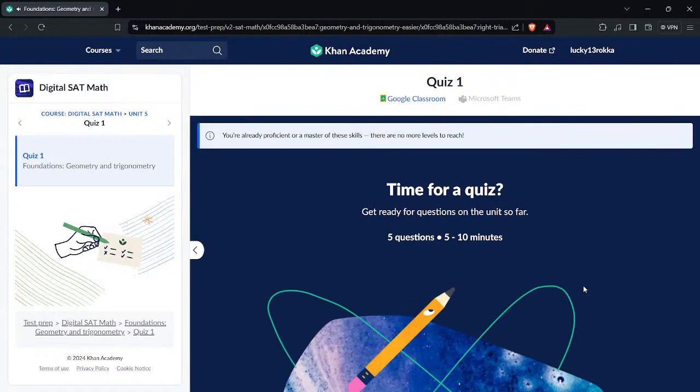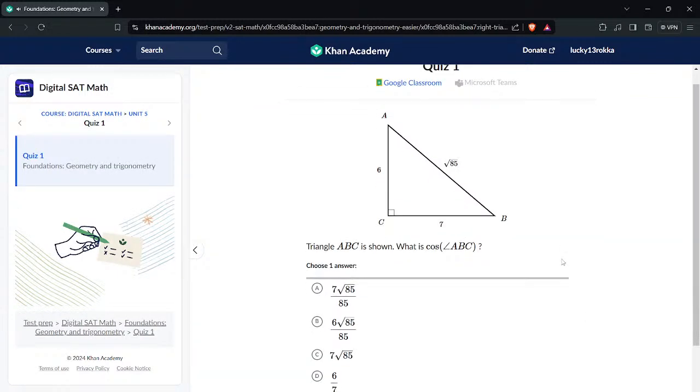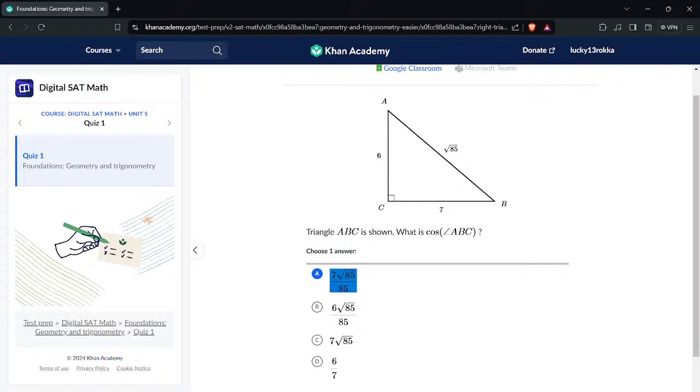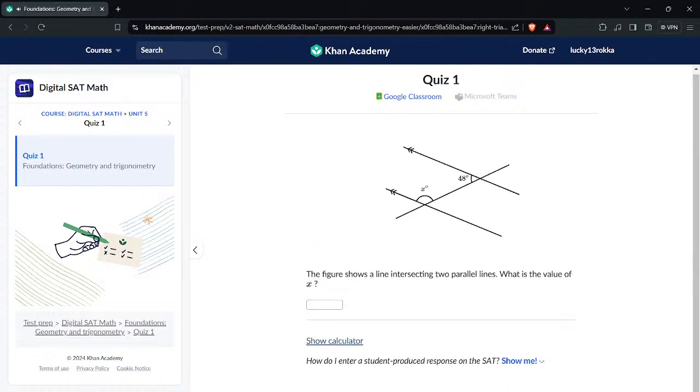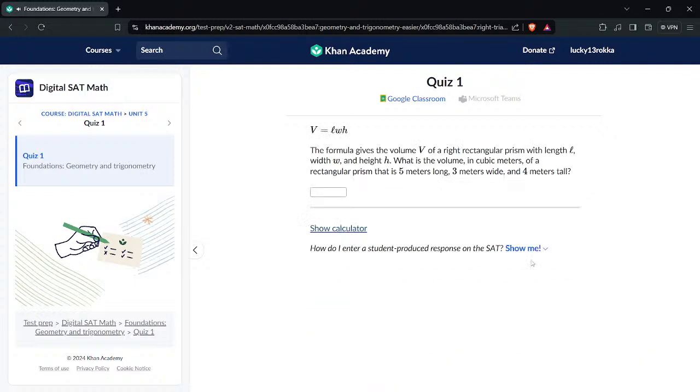Let's go, quiz 1. Boom. They say it's going to take like 5 minutes or something. That's definitely not right. Pi times r squared, 12 squared, and 2. It's not going to take 5 minutes. What do you mean? It's just easy, right? This is like easy.